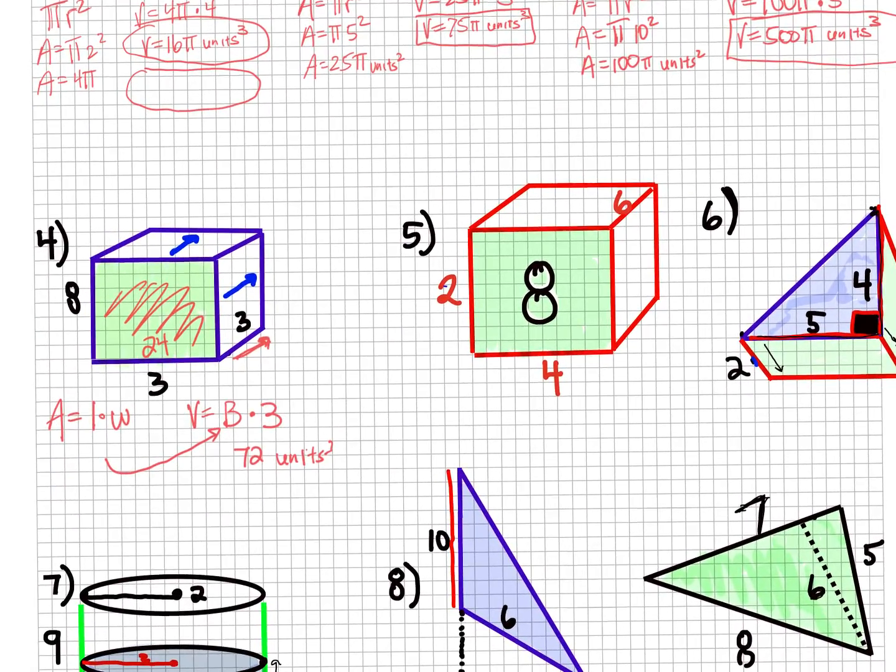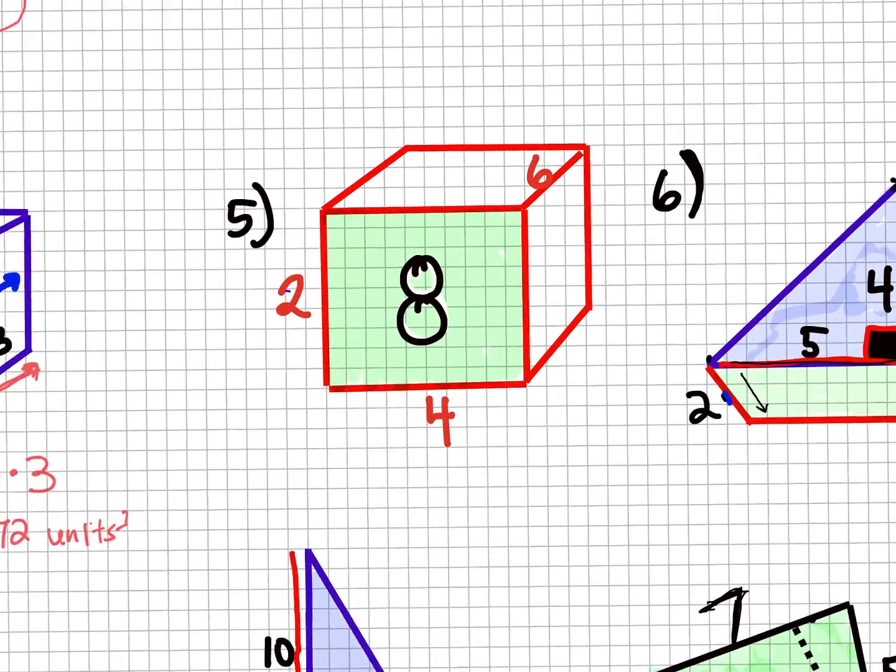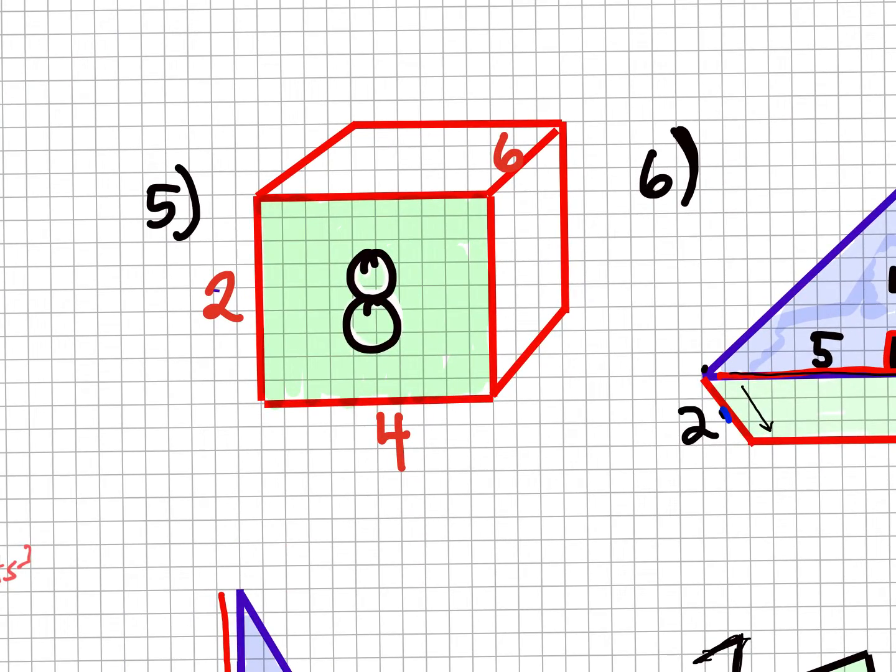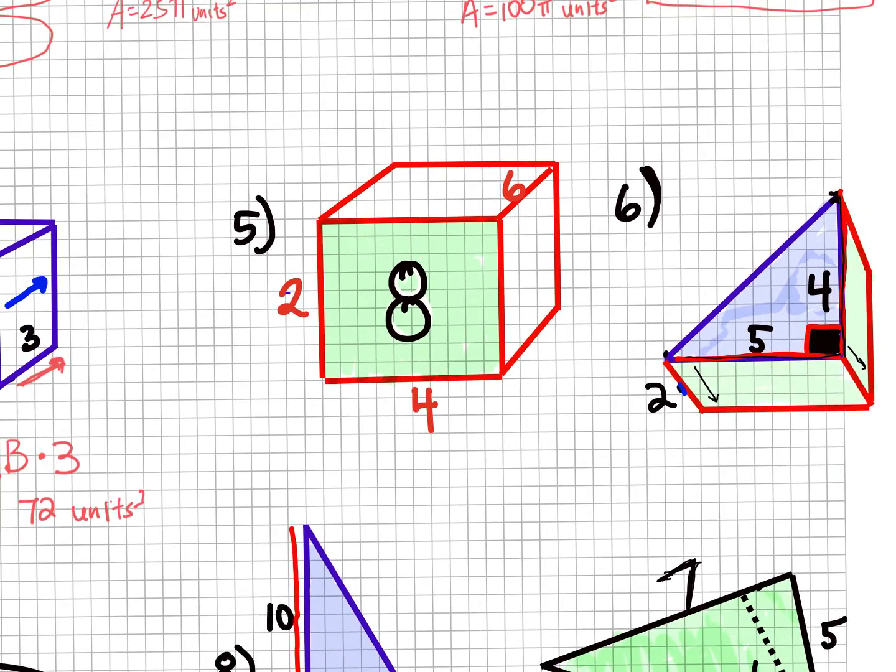Number 5 should be easy, same thing. 2 and 4 multiply together to make 8, so 8 units squared is what that area of the square is, and we need to stretch it back 6 units, and now it's 3D space, so you should be able to tell me that one.